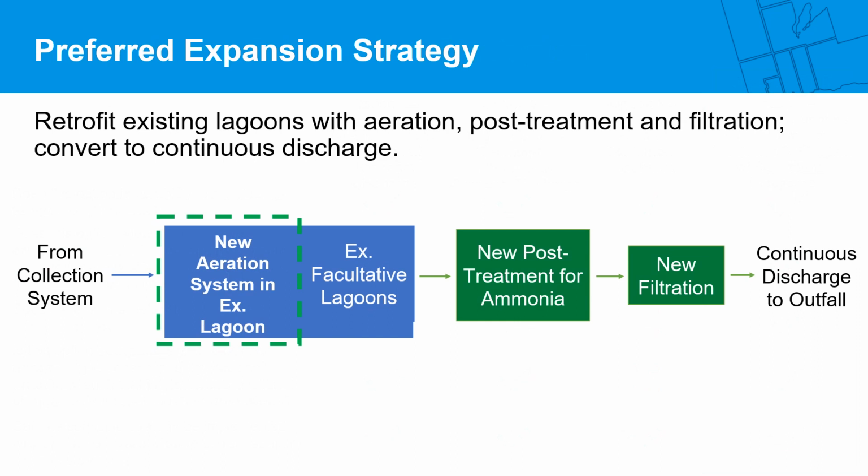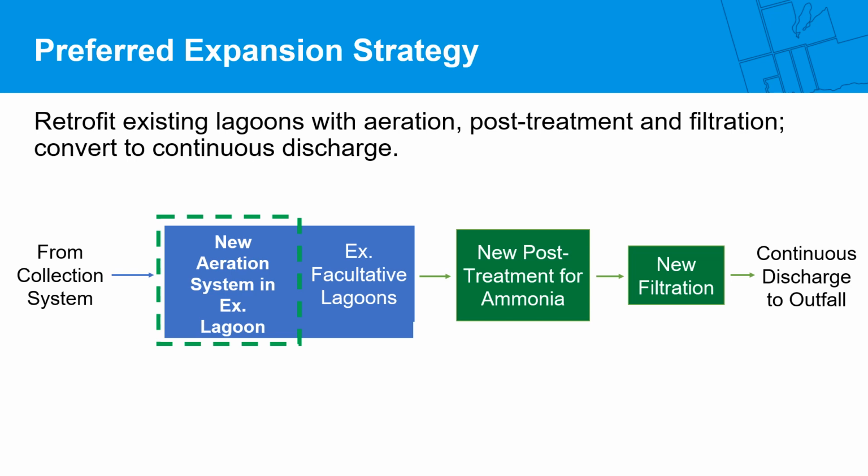To summarize, the preferred option to treat wastewater flows from the community is to expand the existing Sunderland WPCP. The preferred strategy to achieve this is to retrofit the existing lagoons with an aeration system and add new treatment processes for ammonia removal and filtration. This strategy would provide the required capacity to treat future flows while meeting all water quality requirements, efficiently using existing infrastructure and minimizing operation disruptions while reducing land acquisition requirements and capital costs.